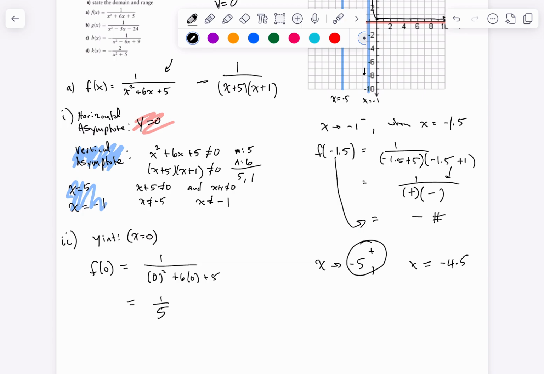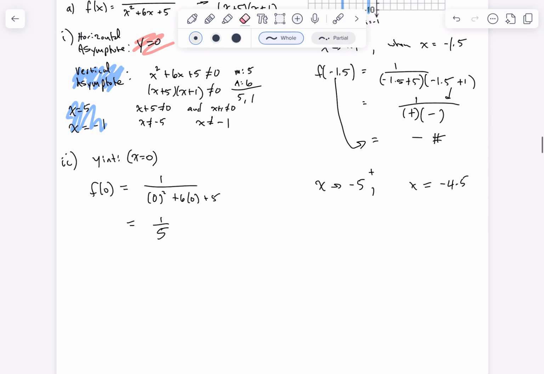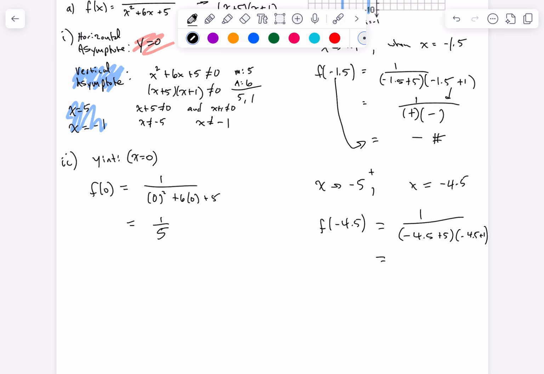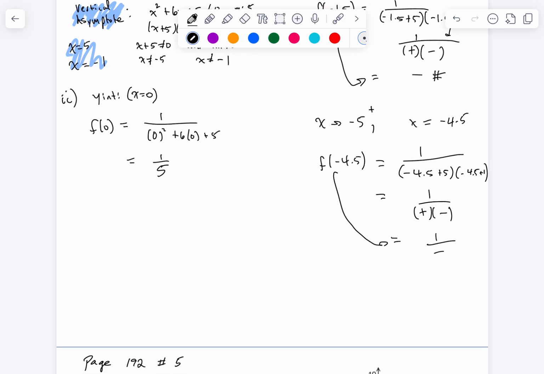So I'm just going to evaluate the function, just like I did the last time. So f at -4.5 is going to equal 1 over (-4.5 plus 5) times (-4.5 plus 1). You're going to see -4.5 plus 5 is going to be a positive number, and negative 4.5 is going to be negative. So again, you're in this situation where I have a 1 over a negative kind of thing happening. So this comes out to be a negative number, whatever it might be.